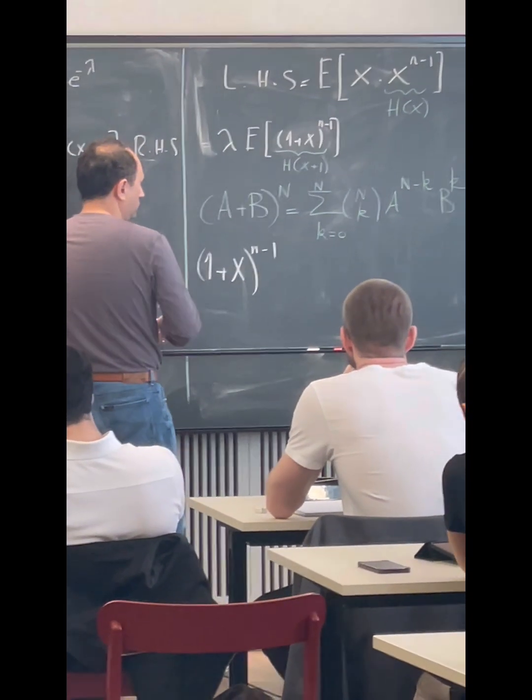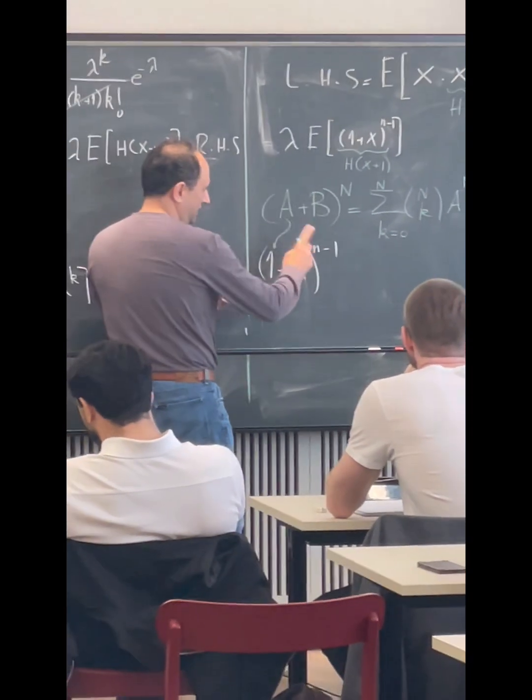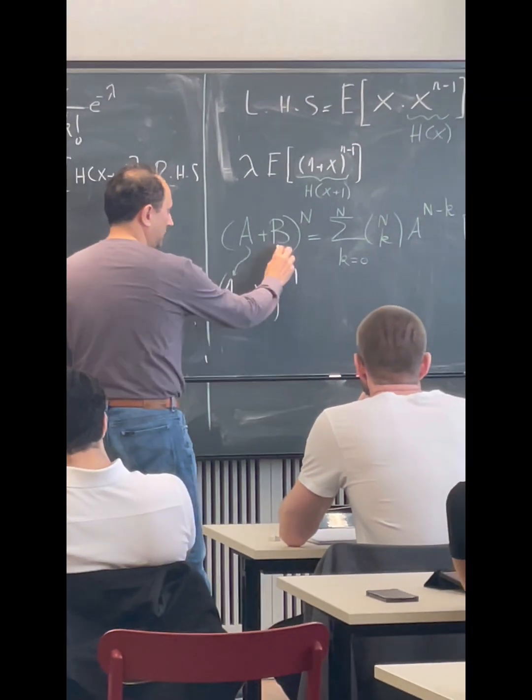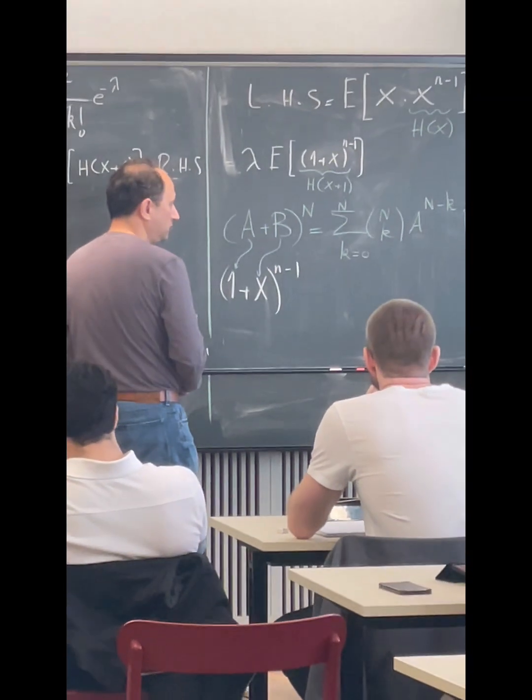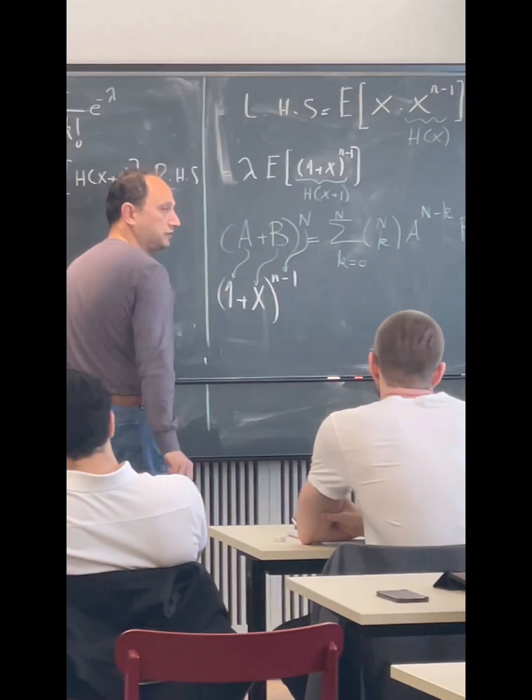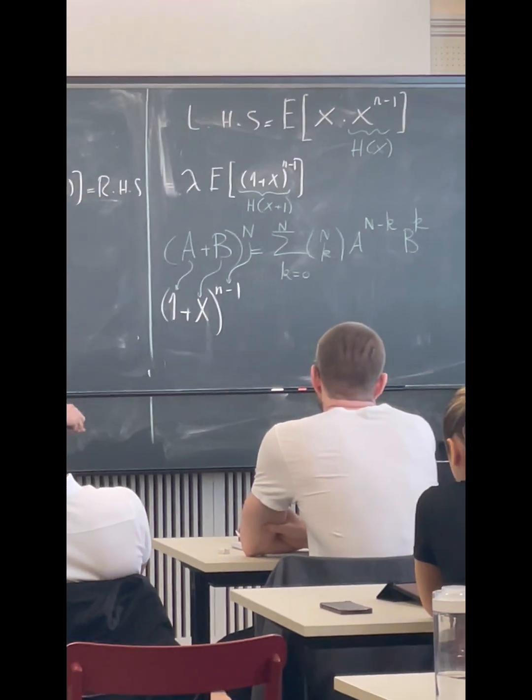So I am giving the role of A to 1. That was intentional. I wrote it the other way. So I want to give the role of B to this guy, and I want to give the role of capital N to n minus 1, and I use the formula.